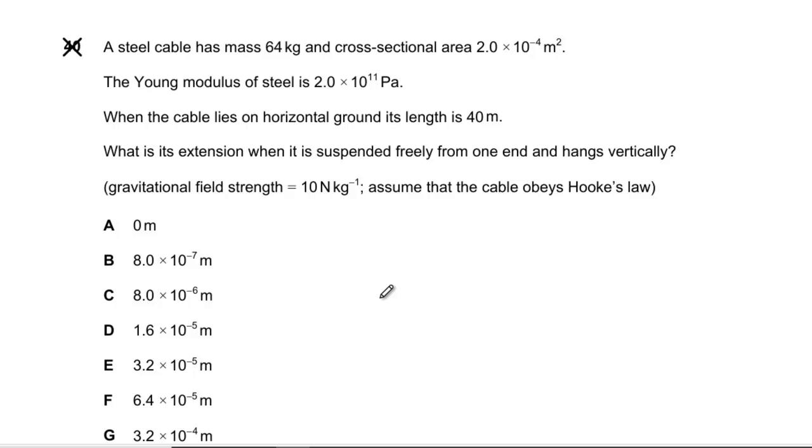Steel cable, mass 64 kilograms, cross-sectional area of that. Oh, Young's modulus, okay, nice one to finish on. We've got all of those. When the cable lies horizontal on the ground, it's that, so that's our L. What is its extension when it is suspended freely from one end and hangs vertically?